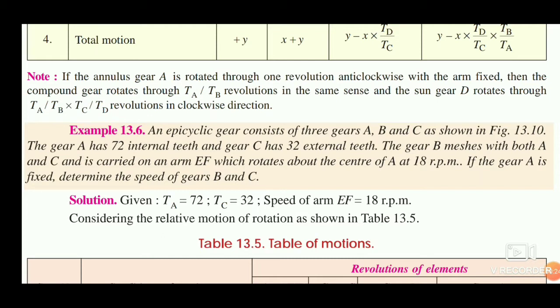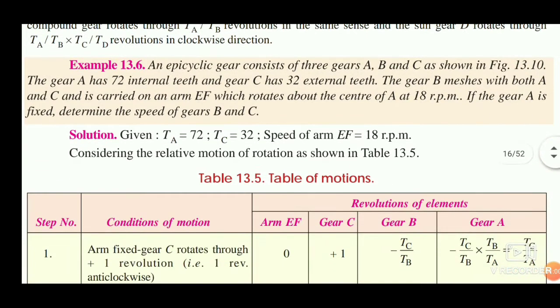So three gears you are having here. One is gear A, then you have gear B, then you have gear C. The number of teeth on A is given as 72, the number of teeth on gear C is given as 32, and the number of teeth on B is not given here, that we can find out. Then gear B is meshing with A and C and is carried by arm EF, and the speed of arm EF is 18. So if A is fixed, you have to find out the speed of B and C. So that is given in the question.